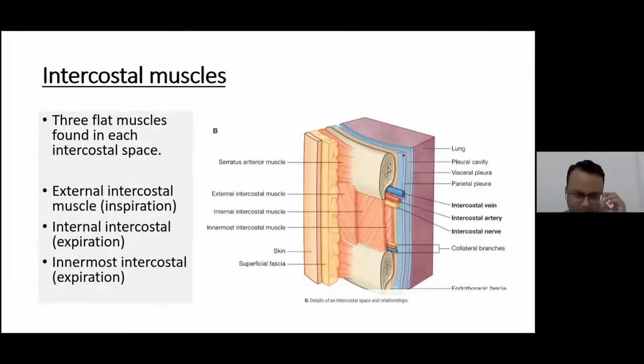Okay. So there we are. This is just repetition. Three muscles: external, internal, innermost. Between the internal and the innermost, you have these vessels. So this is the neurovascular bundle, as we call it.